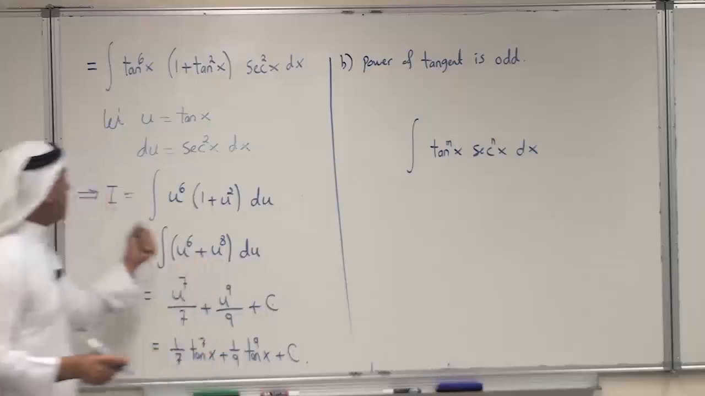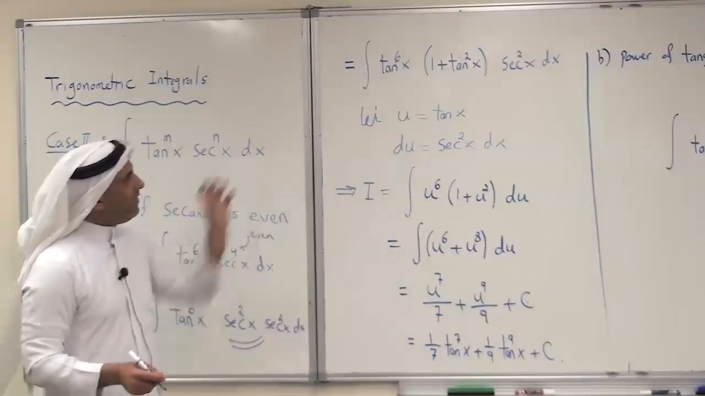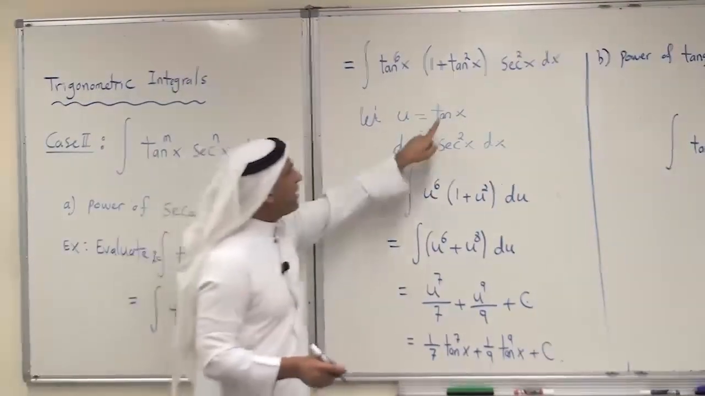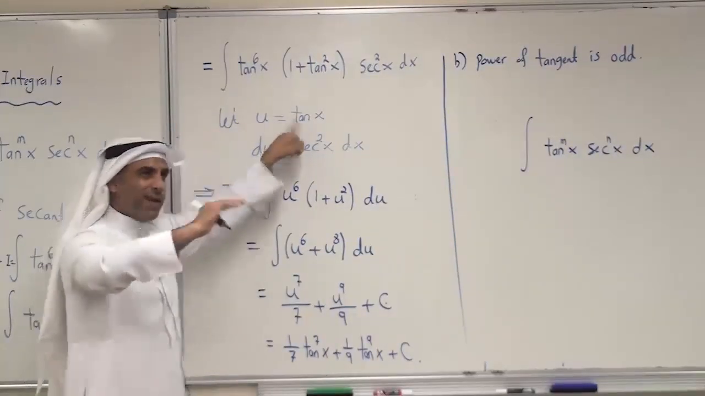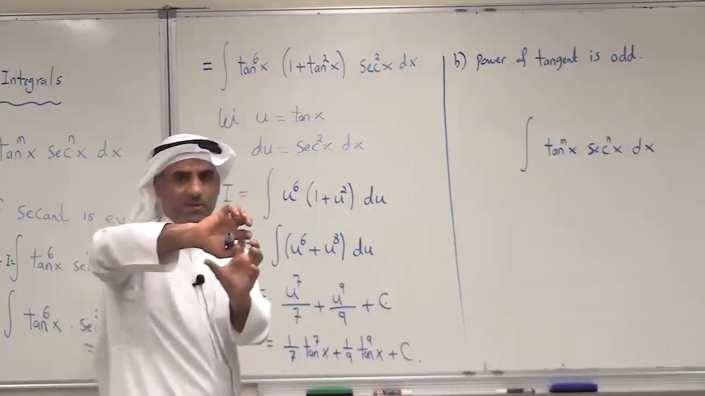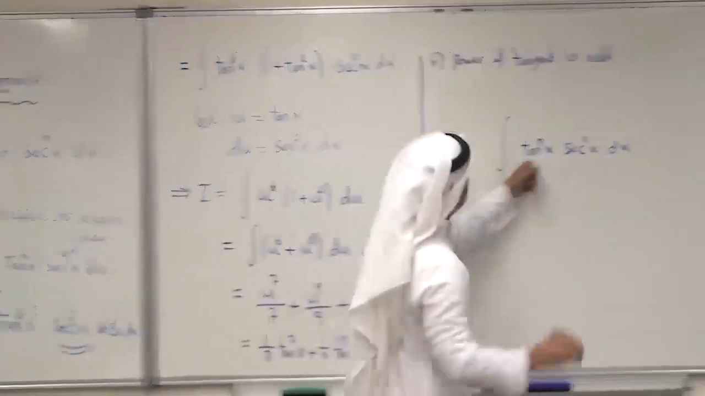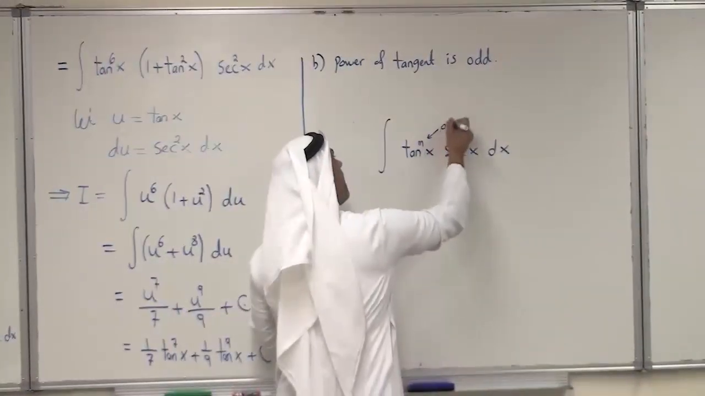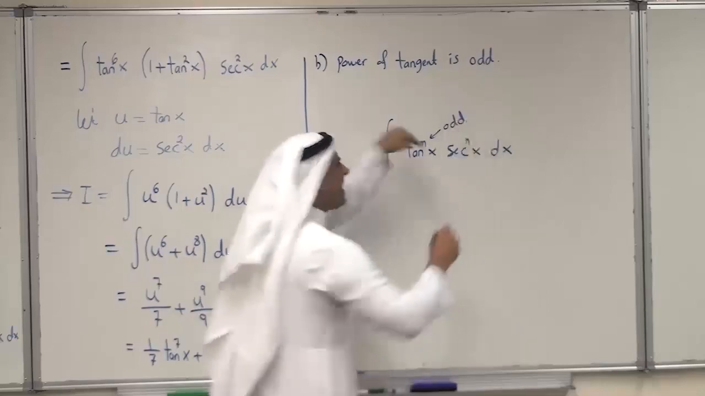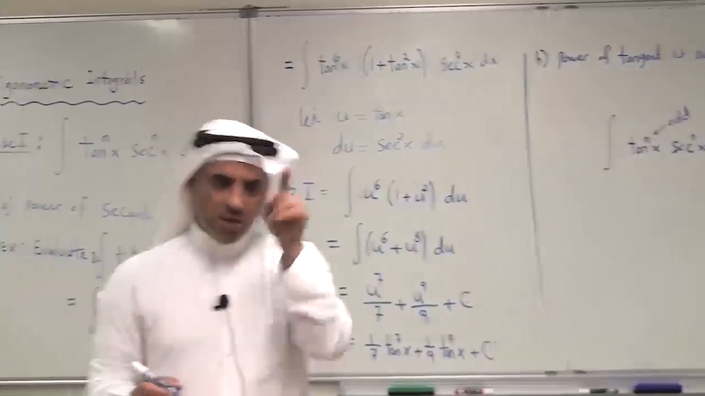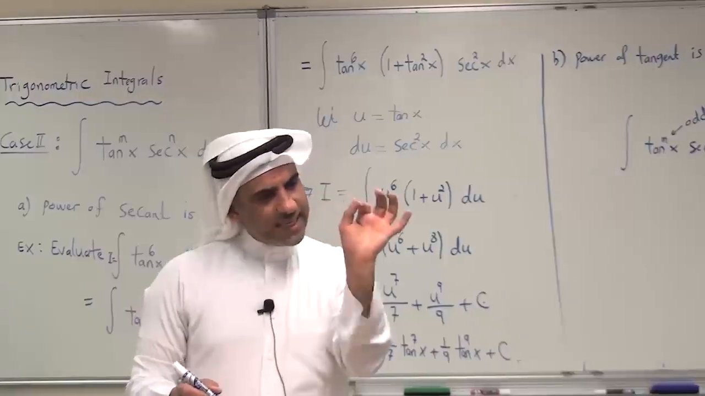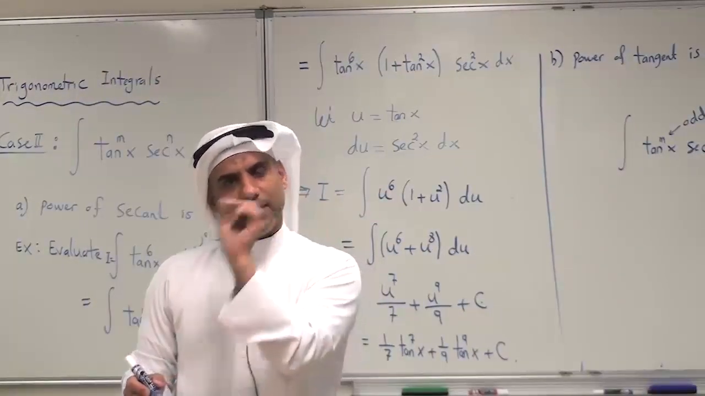In the first option, the secant has an even power. So we should make tangent equal to u. So we are looking for secant squared. That's why we said we separate secant squared. In the second case here, where this is odd, our target is to make secant equal to u. If we need to make secant equal to u, du will be what? It will be secant times tangent times dx.